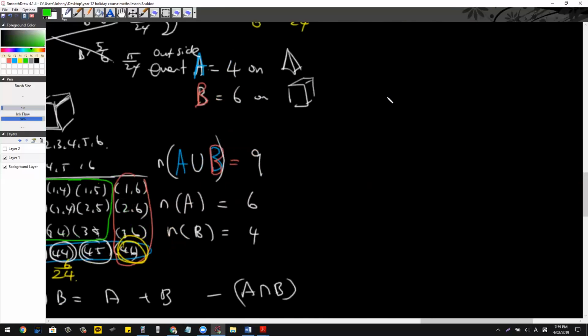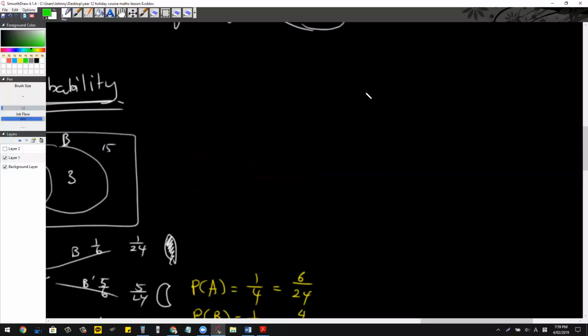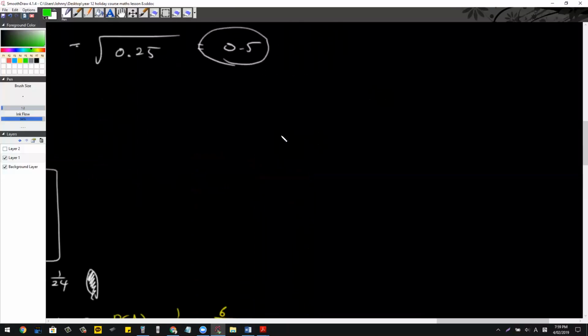But now what's really interesting is that sometimes you get, so here's what independent probability is. Independent probability.